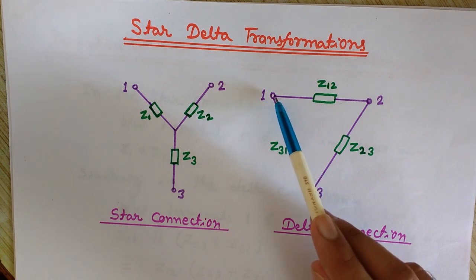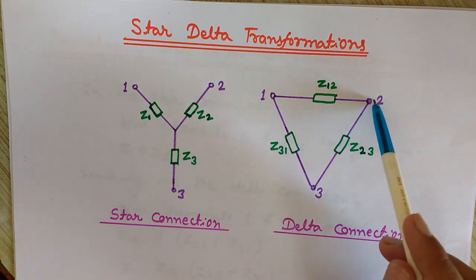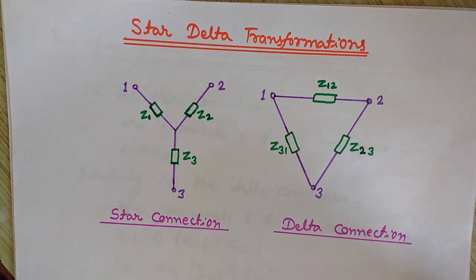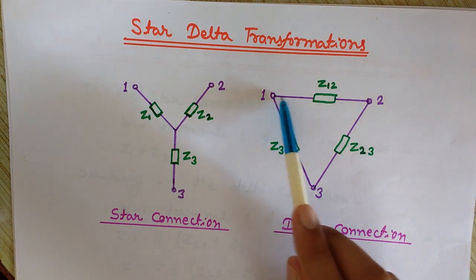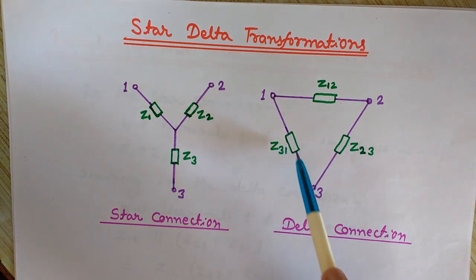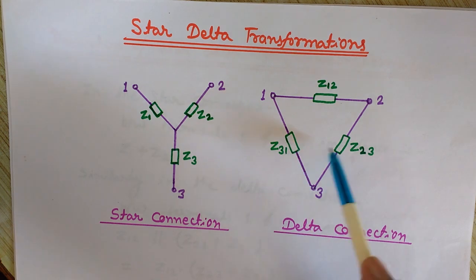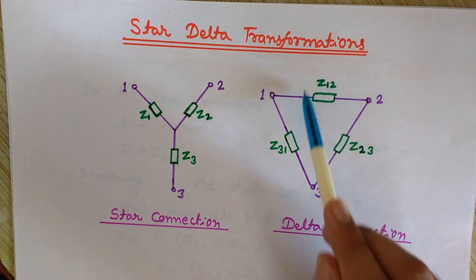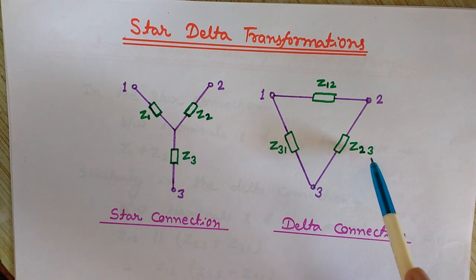Now, the equivalent impedance between the same terminals 1 and 2 in the delta connection: how will the current flow in this case? If terminal 1 is at higher potential and 2 at lower, the current will divide at this point, and some part will go in this direction and some part in this direction, from 1 to 2. So these two are in series, and this is in parallel to that connection. So it will be Z12 in parallel with Z31 plus Z23.